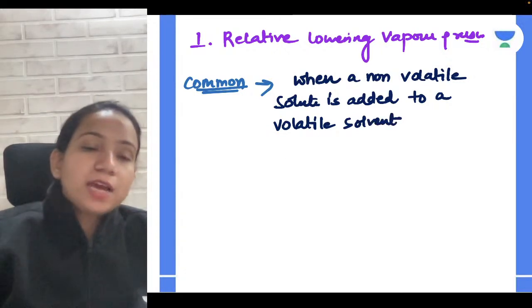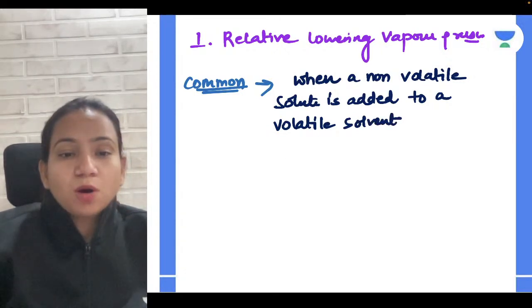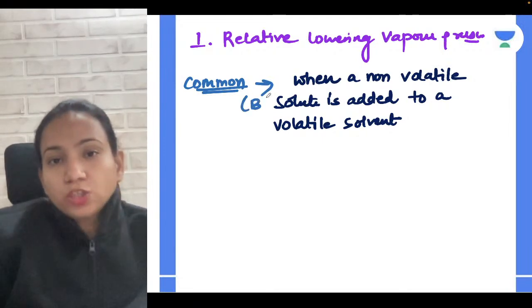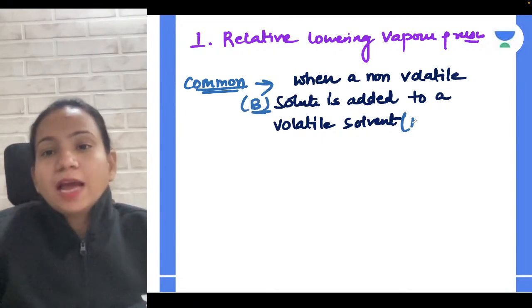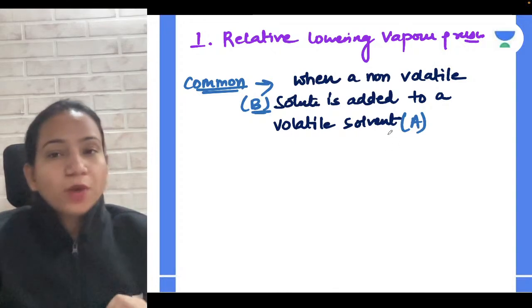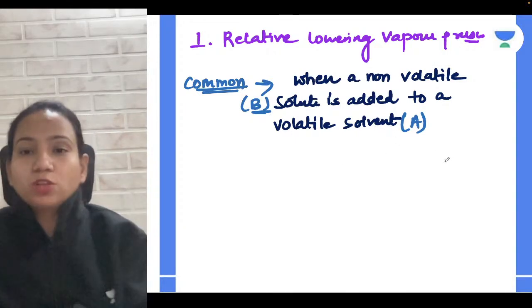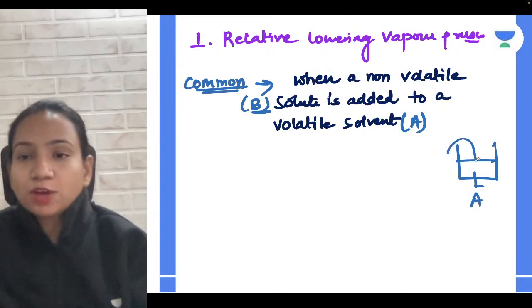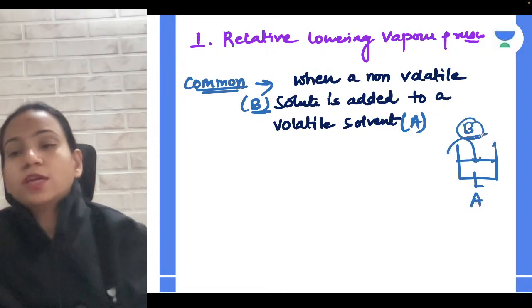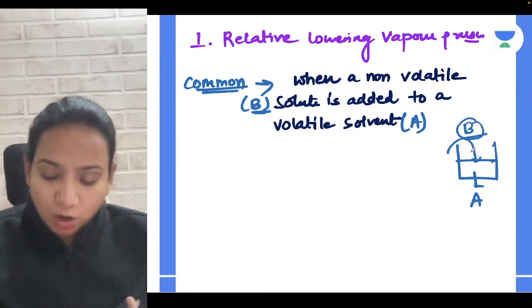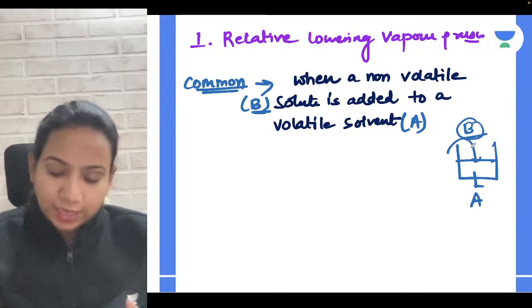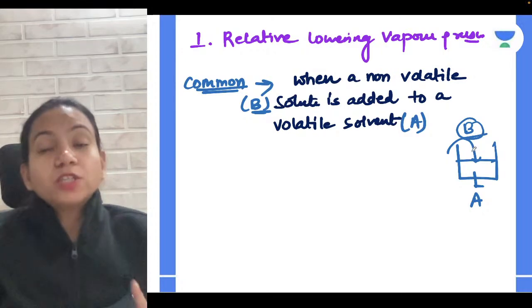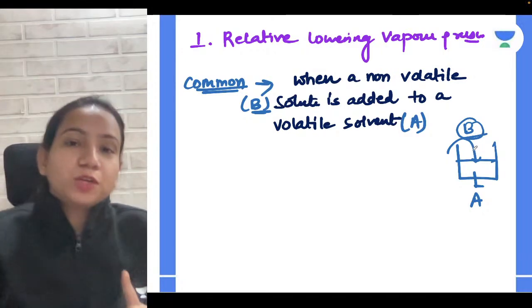And obviously we have to give some notation to it. So I consider the solute as B and the solvent as A. Whenever you add a non-volatile solute to a volatile solvent, you have solvent as A, in which you have added the non-volatile solute. So what you will observe, that's what we are going to talk about.